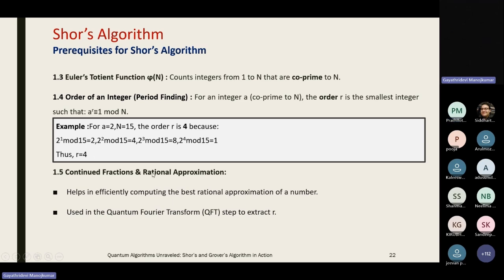And with the help of continued fractions and rational approximation, we will be applying the quantum Fourier transform to extract this r whenever we go into the circuit. So we will be using the continued fraction and rational approximation to get the best rational approximation algorithm. So we need to move on to this.